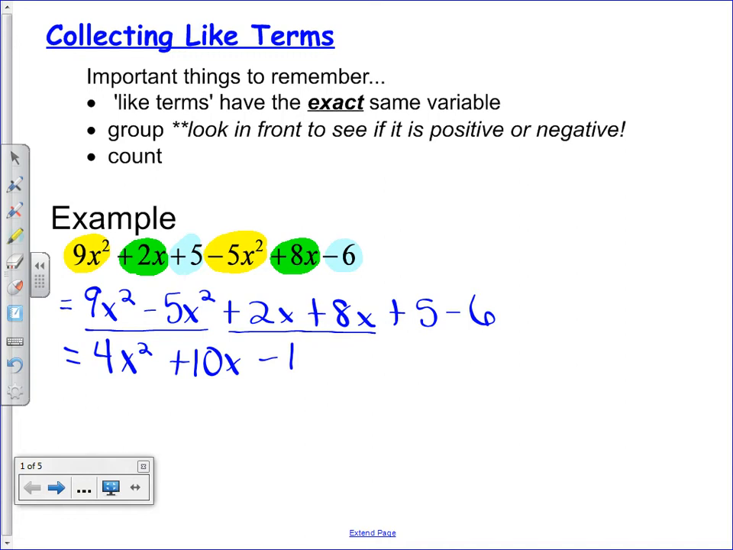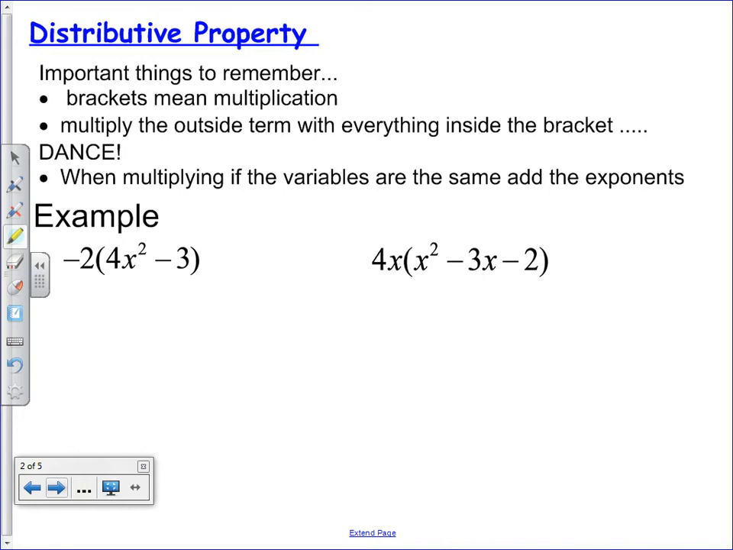All right, that was collecting like terms. The distributive property. Important things to remember. Brackets mean multiplication. We have to multiply the outside term with everything inside the bracket. That was like our dancing. When we multiply, if the variables are the same, add the exponents. So, Tristan, do you remember what I will do for this first example? Good. And what would I write down? What would be my first part here? Good. Negative 8x squared.